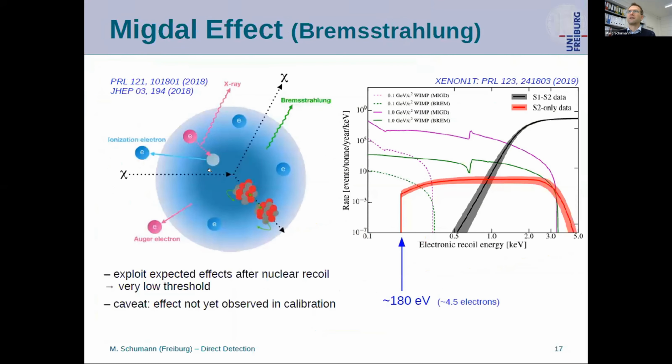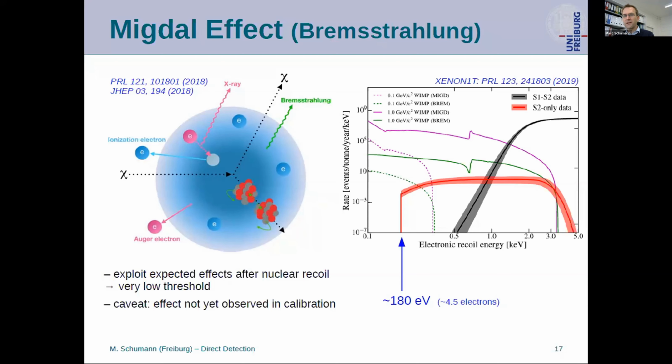So what is the Migdal effect? The Migdal effect is a hypothetical process that follows a nuclear recoil. Basically, you have a WIMP scattering off the nucleus, and if the nucleus starts to move but the electrons don't follow that movement instantaneously, it is possible that you ionize the target in that way. That means the original nuclear recoil signal will give rise to Auger electrons, X-rays, and Bremsstrahlung, which is something that is an electronic recoil. And the detectors are more sensitive to electronic recoils.